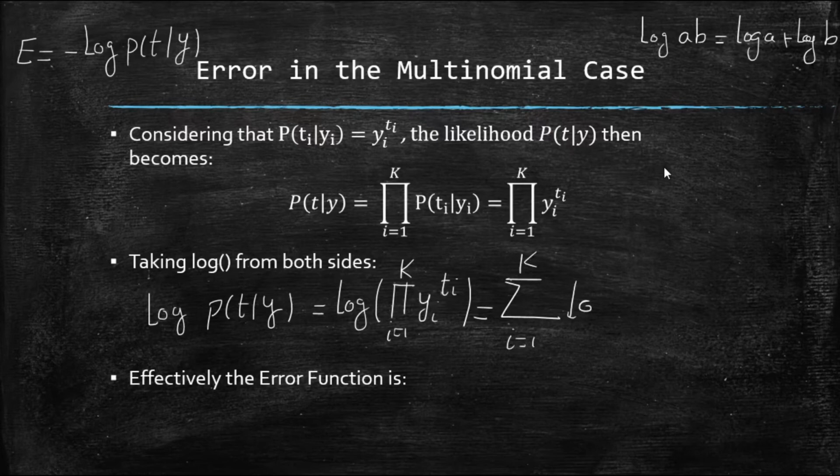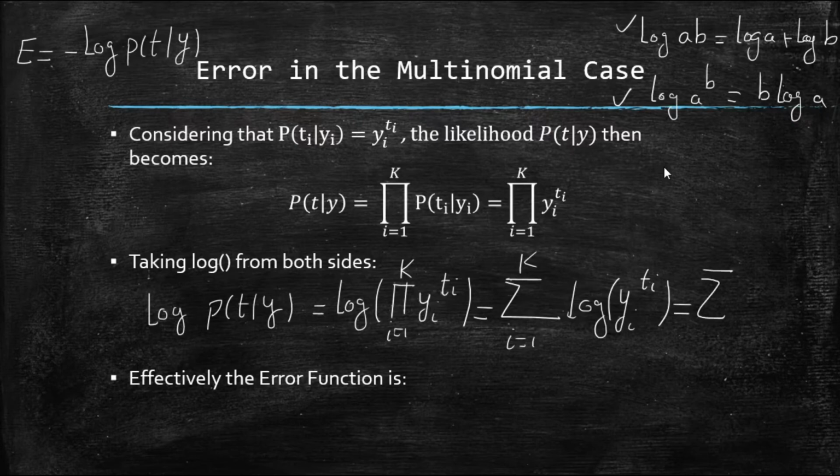The log goes in, right? Log of y sub i to the power t sub i. Remember, this whole thing is inside the log. And we know that log of a to the power b is equal to b multiplied by the log of a. These are simple logarithmic formulae that we've used a lot. So the sigma stays the same and t sub i becomes the coefficient. So t sub i comes here and we have the log of y sub i, again i goes from 1 to k. Now we can stop over here. So this is the log of likelihood, and we know that the error function is minus the log of likelihood.